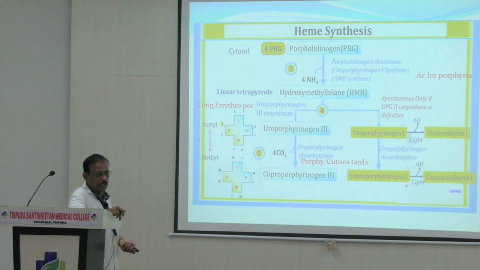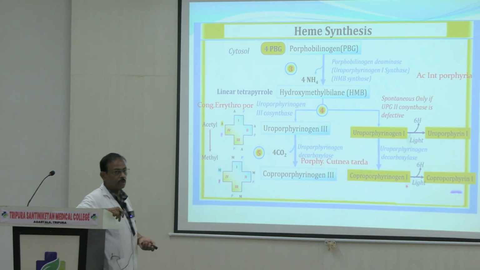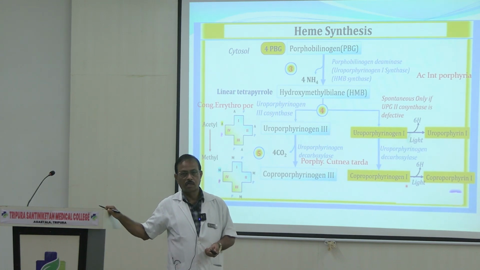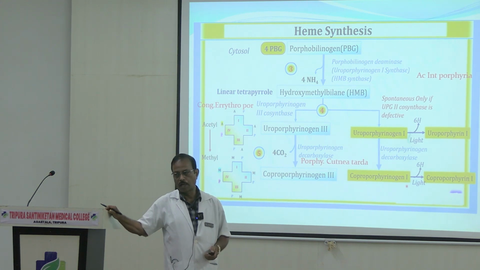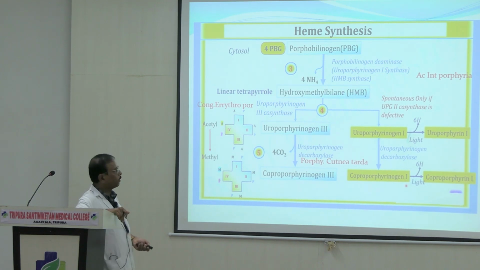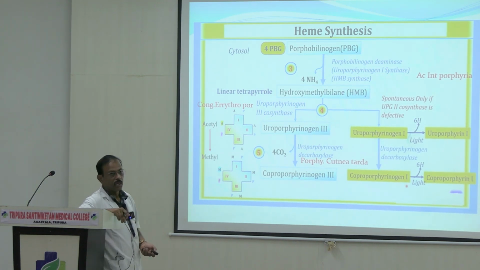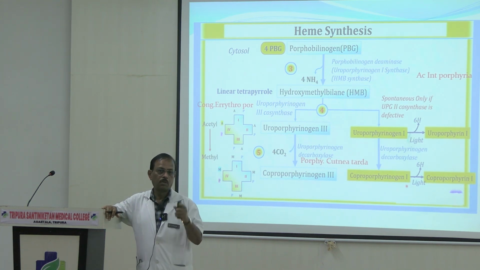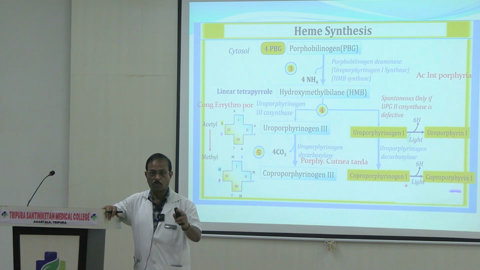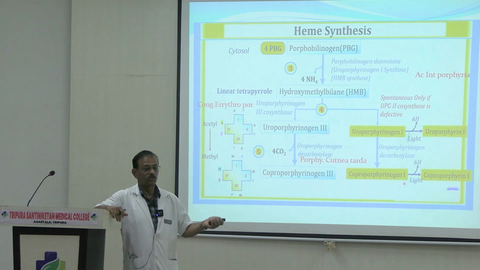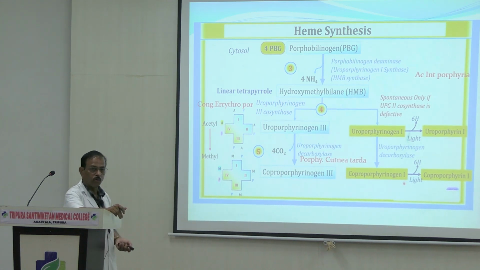Defect of this enzyme causes acute intermittent porphyria. Porphyria you may get as a long question or a short note. Different types of porphyrias are there, and acute intermittent porphyria is one of them. This is the most common acute form. Others may not be acute forms, but they are commoner. So this is the common acute form of porphyria seen in the clinics.